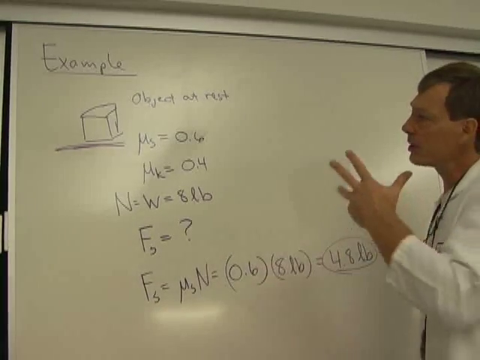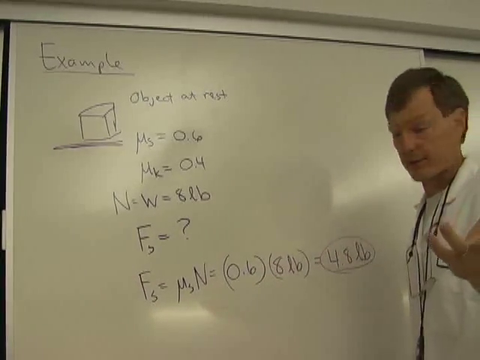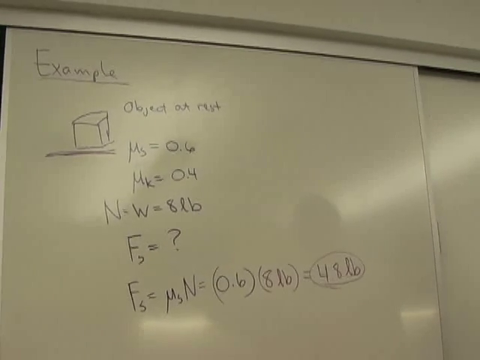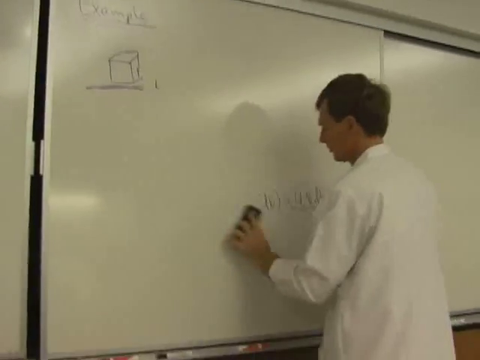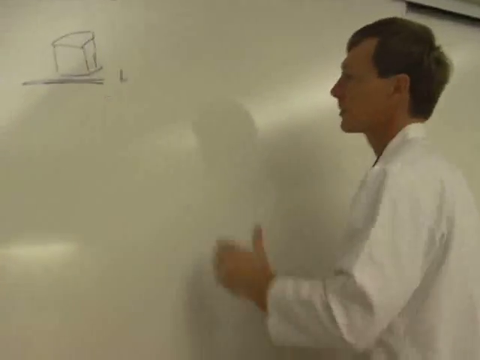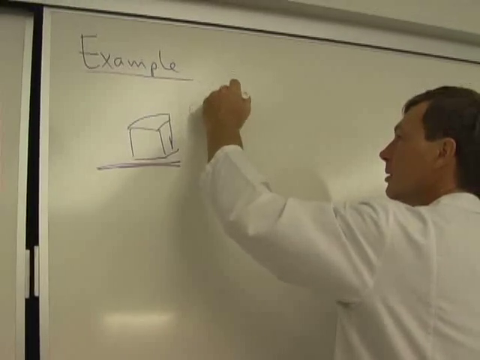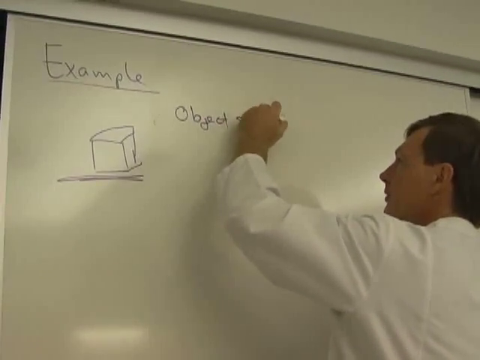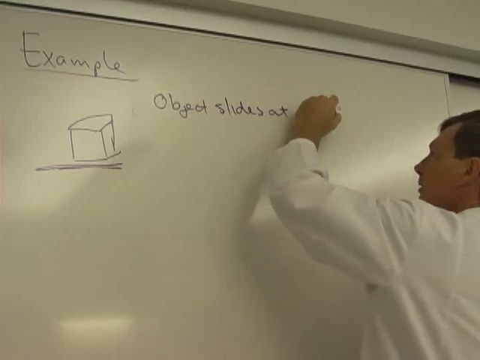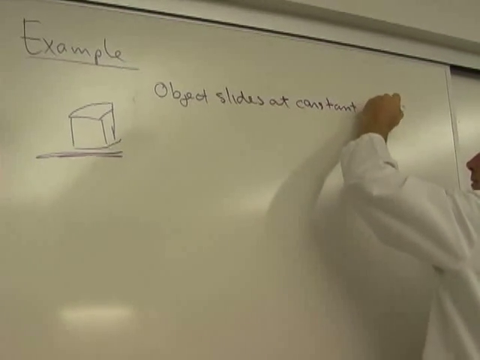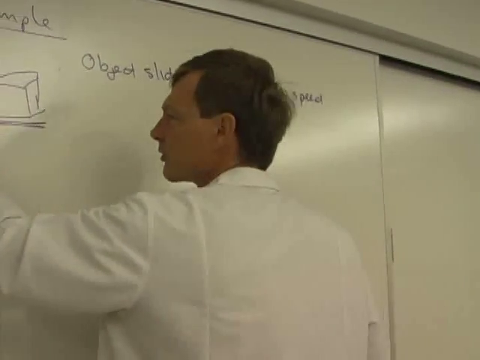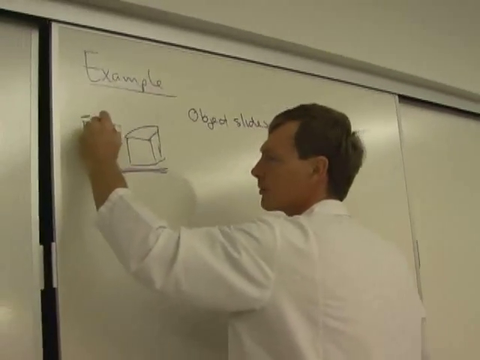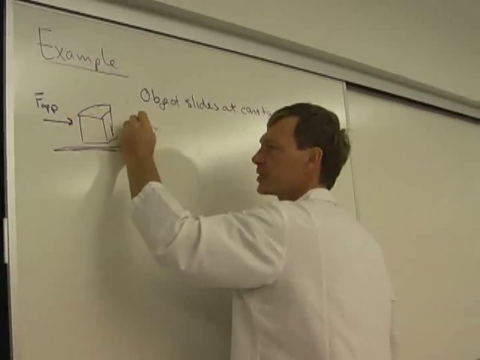So that's static. Let me do a kinetic, and I'll use metric units. So you got a good picture of that. You can pause it if you need it. All right, now I'll do a metric. Object slides at constant speed. Now the reason I'm having it slide at constant speed is if I'm pushing in this direction, I'm going to apply a force here, and friction's going to fight it here.